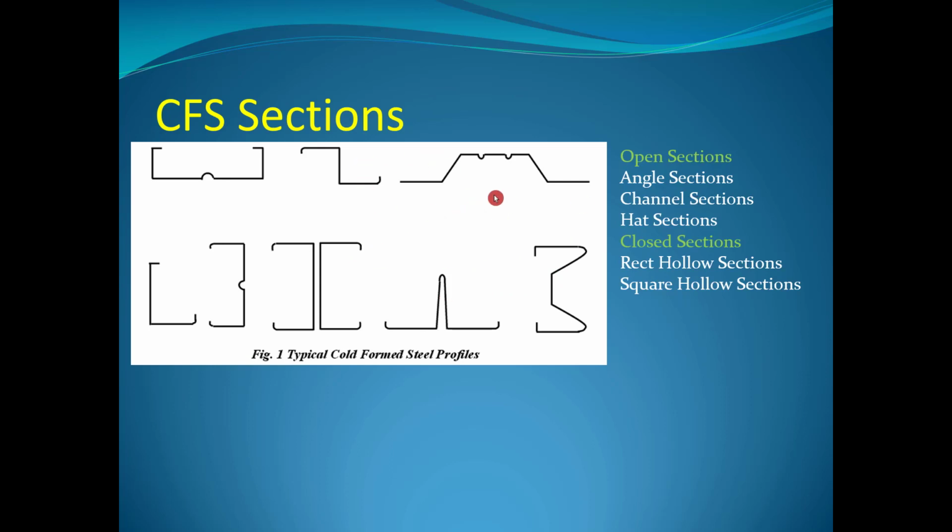So there are generally two types of section. One is the open section, and the second one is the closed section. Open sections are those where the two ends don't meet. There are angle sections, channel sections, and hat sections, and purlins, and many others. In case of closed sections, we have the rectangular hollow section and the square hollow section, and even circular sections, which have a completely closed shape, which is the meaning of closed sections.